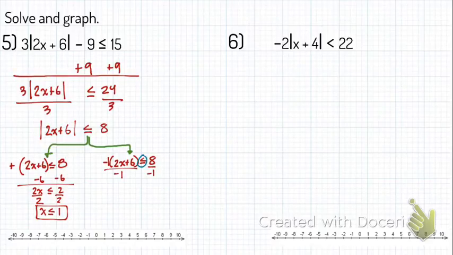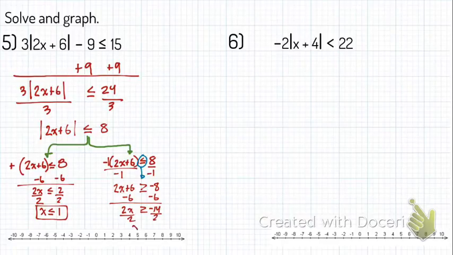What do I do with this less than or equal to? Change it to a greater than or equal to, right? Remember that? Yes, so 2x plus 6 is greater than or equal to negative 8. Subtract 6 on both sides, dividing both sides by 2. We get x is greater than negative 7.